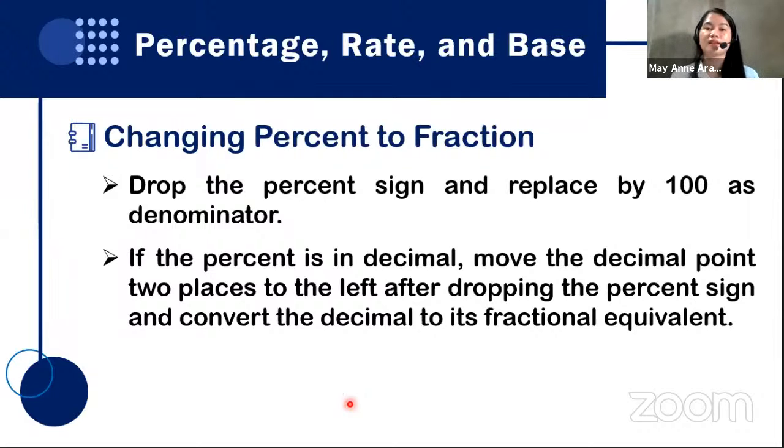Next, changing percent to fraction. So here, you just drop the percent sign and replace by 100 as denominator. So if the percent is in decimal, you need to move the decimal point first 2 places to the left after dropping the percent sign, and next convert that decimal to its fractional equivalent.